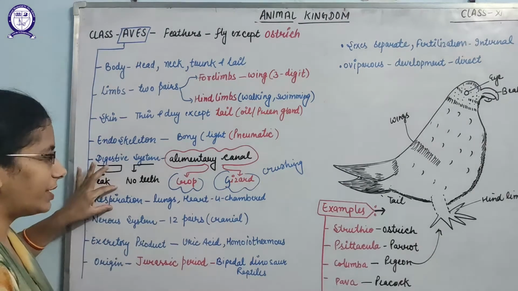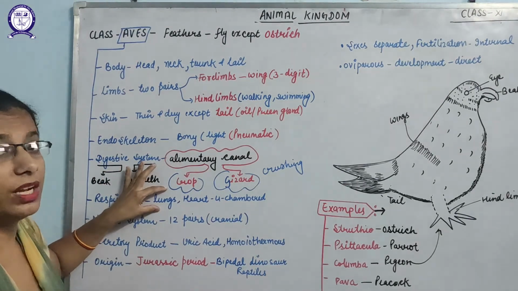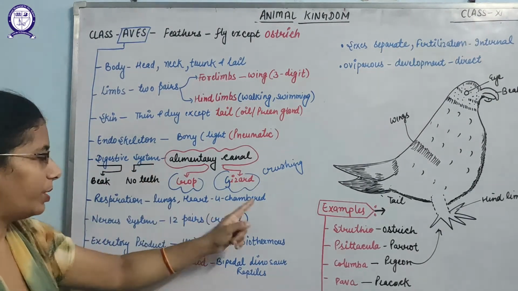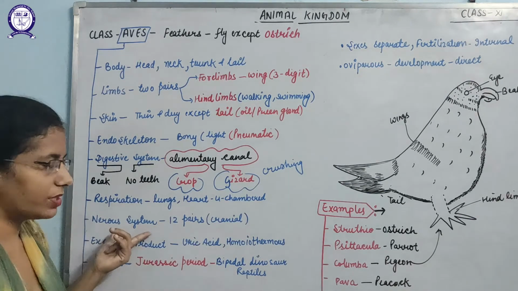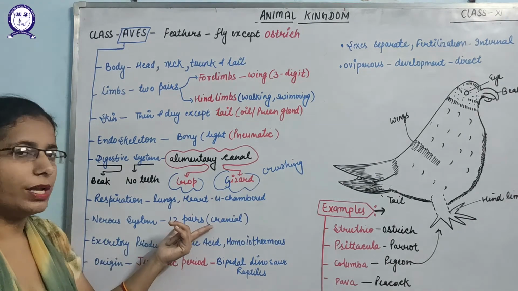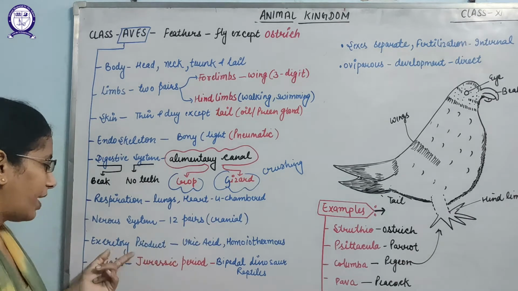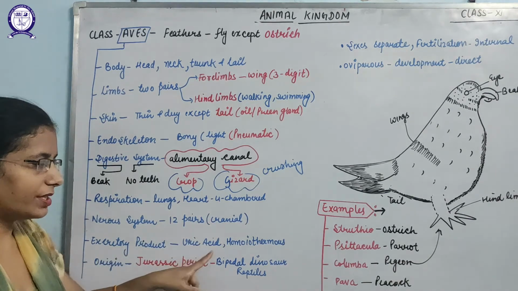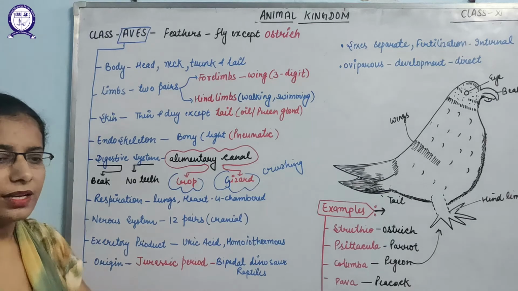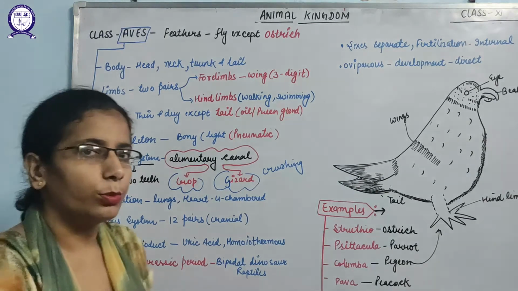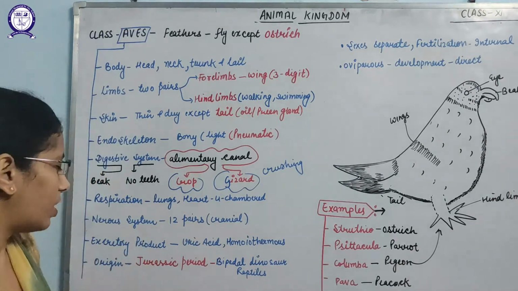If we discuss respiration, it takes place with the help of lungs, and they have a 4 chambered heart. If you see the nervous system, they have 12 pairs of cranial nerves also. The excretory product is mainly uric acid, and they are homeotherms. That means they are able to regulate their body temperature according to the external environment.